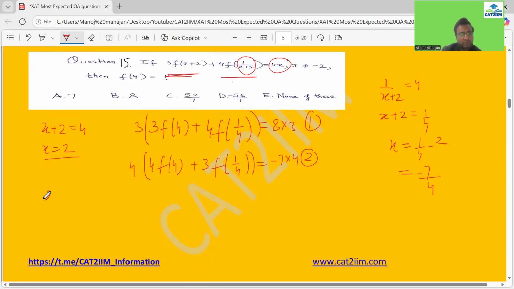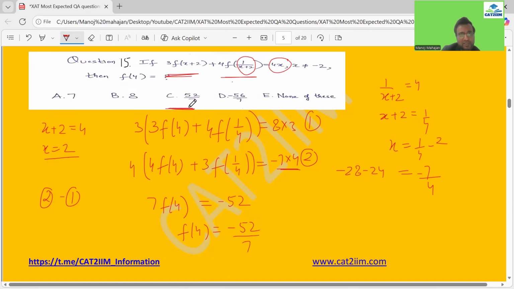So let's say from 2, if I subtract 1. So 16 minus 9 would give me what? 7 f of 4, correct? 12 times f of 1 by 4 and 12 times f of 1 by 4 would cancel out. What do we have over here is this is what? Minus 28, and from minus 28 we'll subtract minus 24. So what do I get is minus 52. So what do I get finally? f of 4 is minus 52 by 7.